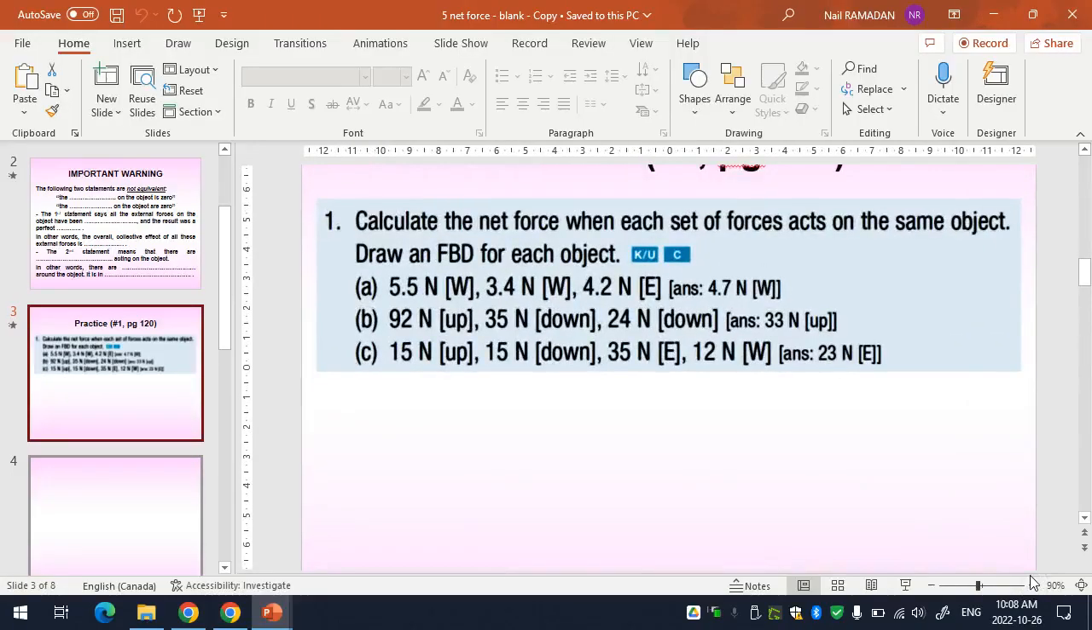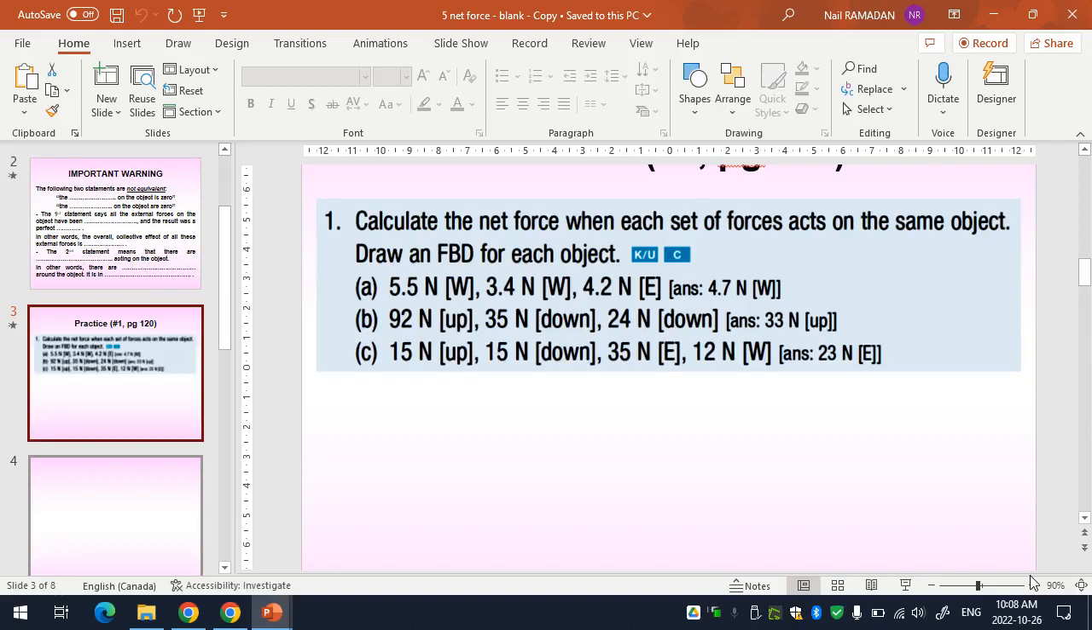So calculate the net force when each set or group of vectors, or forces, acts on the same object. Sketch an FBD for each object. Are you told what the objects are? No, you don't know if they're textbooks or cars or pens. So what do you just sketch? Remember the university way? You sketch a thick dot and that's it. You're not allowed to show any size of the object.